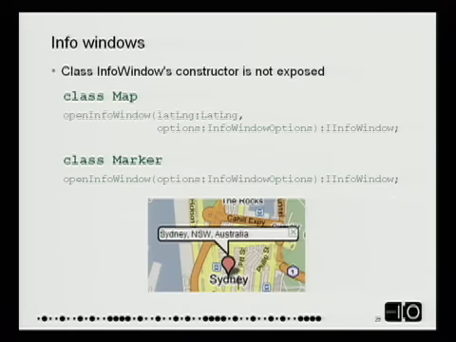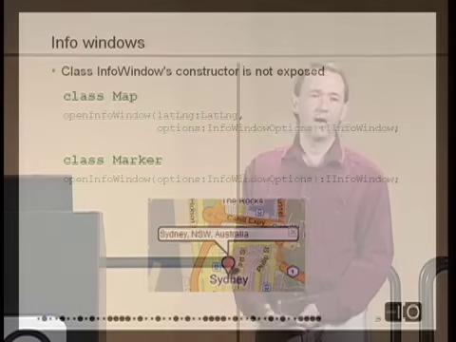Info window is one class for which we don't expose the constructor. If you want to put together an info window, you have a choice either to open it on the map, passing in a lat long, or you can open it on a marker where the marker's lat long will be used directly. In both cases, you pass in info window options, which again is one of these classes which lets you do pretty much anything you want to the info window.